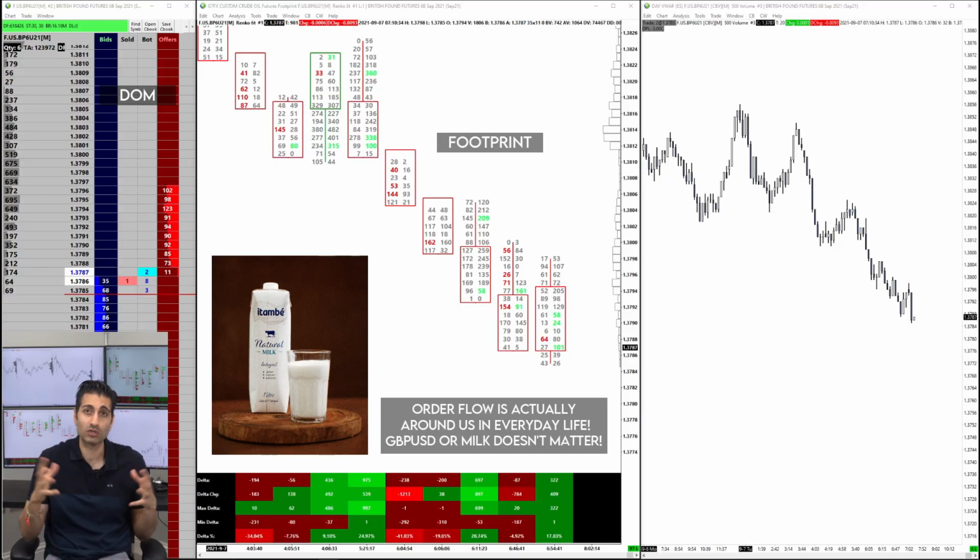That is exactly what a DOM or depth of market is doing, simply telling us or recording how many people bought or sold GBP USD in this instance on a given day and at what price. May as well be a carton of milk. Do you now see order flow is going on all around us, is happening in front of you every day without you probably even realizing it? If you've ever bought something, milk, bread, cheese, television, then you've experienced order flow.